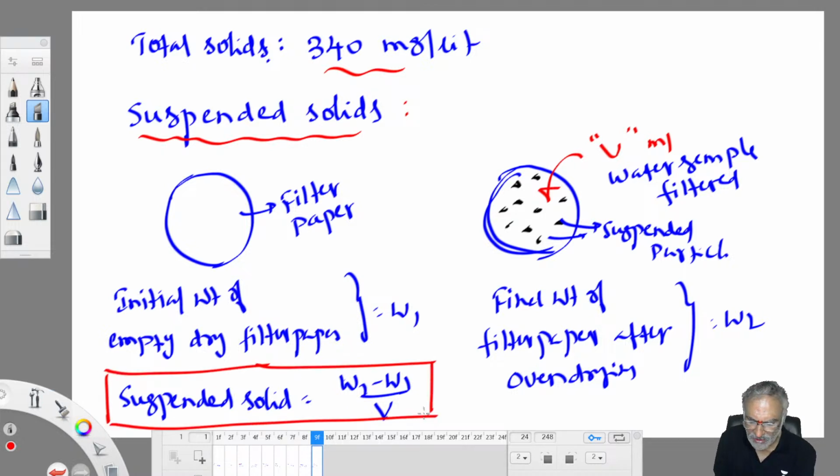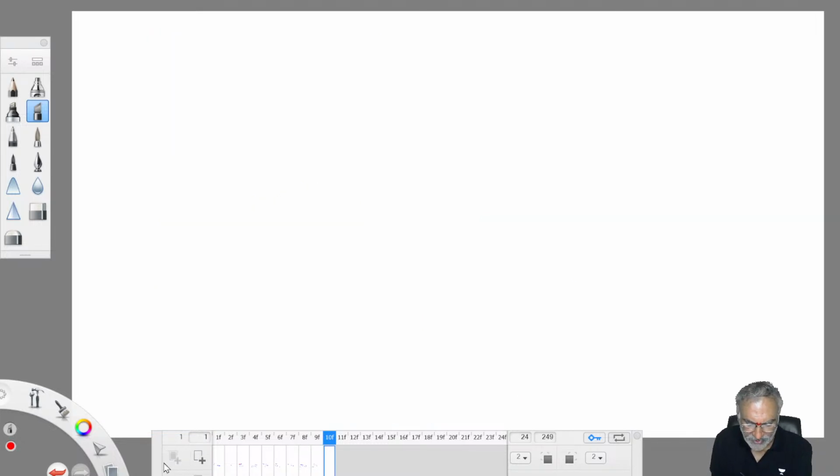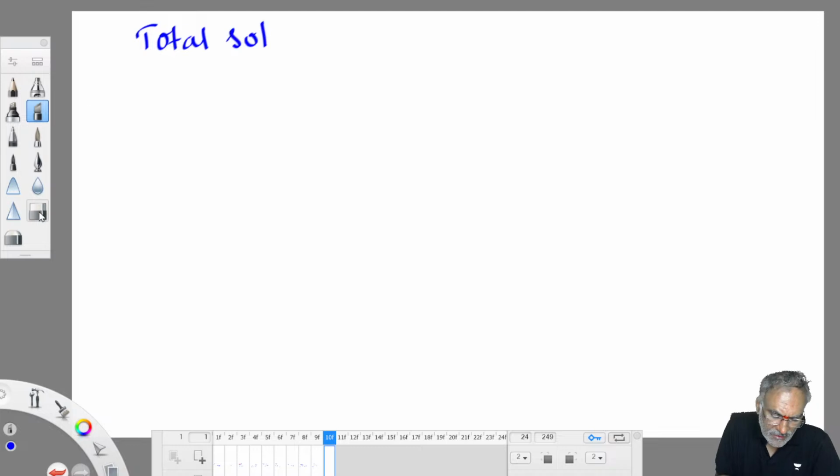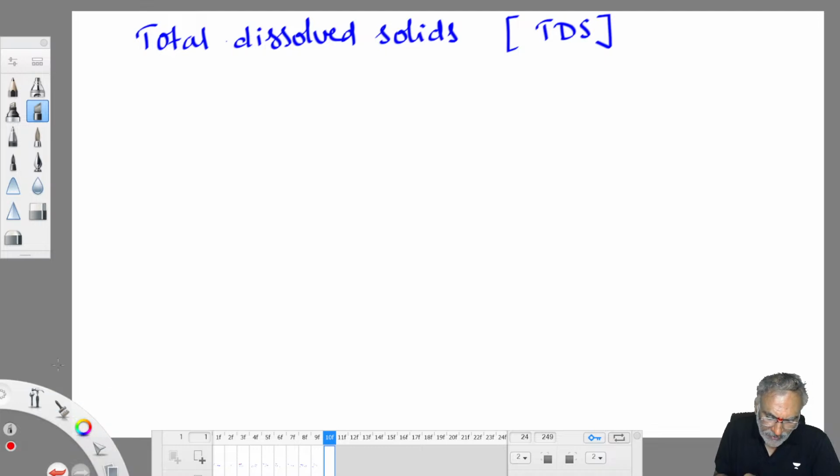Just by measuring weights, you work out any parameter. It's called gravimetry. But we don't have any drinking water standard with respect to total solids or suspended solids. But a very important water quality parameter is total dissolved solids, shortcut TDS. This is a very important water quality parameter. We have a drinking water standard with respect to TDS.